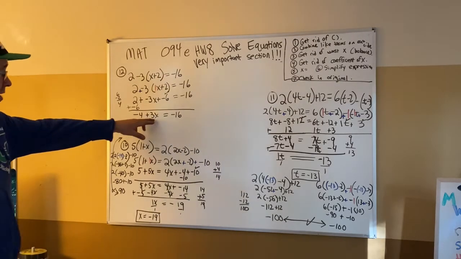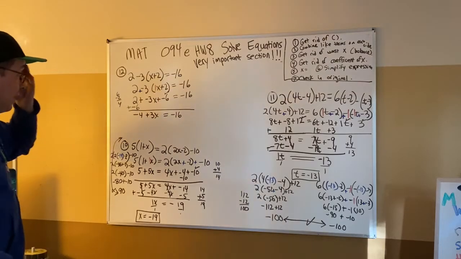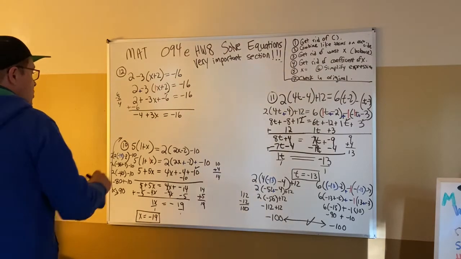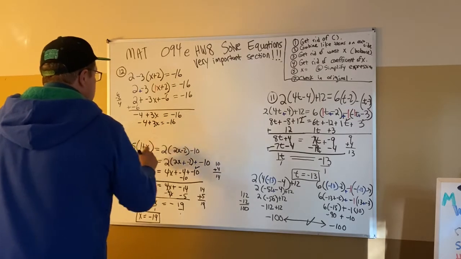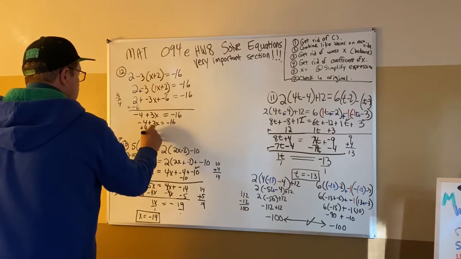3x is good and positive. I don't have any x's there. I can leave it like that, because now what I'm going to do is take my negative 4 plus 3x equals negative 16, and I'm going to get rid of the negative 4 by adding 4 to both sides.